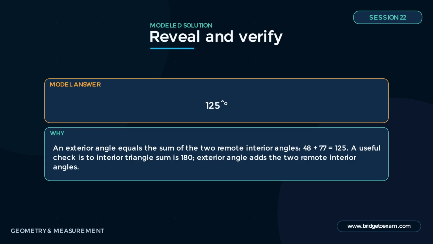Use this coaching check as well. Use the exterior angle shortcut and the full interior sum as two independent ways to check the same diagram.